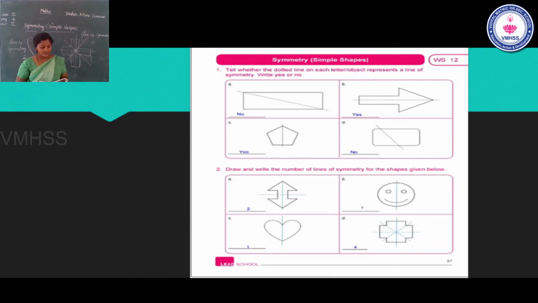Okay. Write fast. So next one, draw and write the number of lines of symmetry for the shapes given below. So what is the first one? The line of symmetry is 2. What is the next one? So smiley. The line of symmetry is 1. So C, the line of symmetry is 1. So fourth one, the line of symmetry is 4.